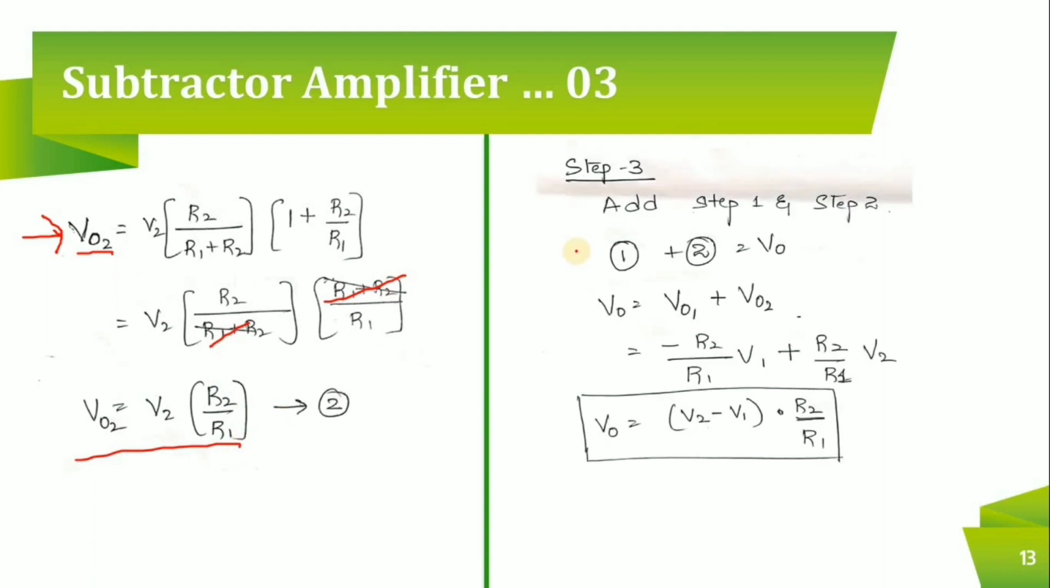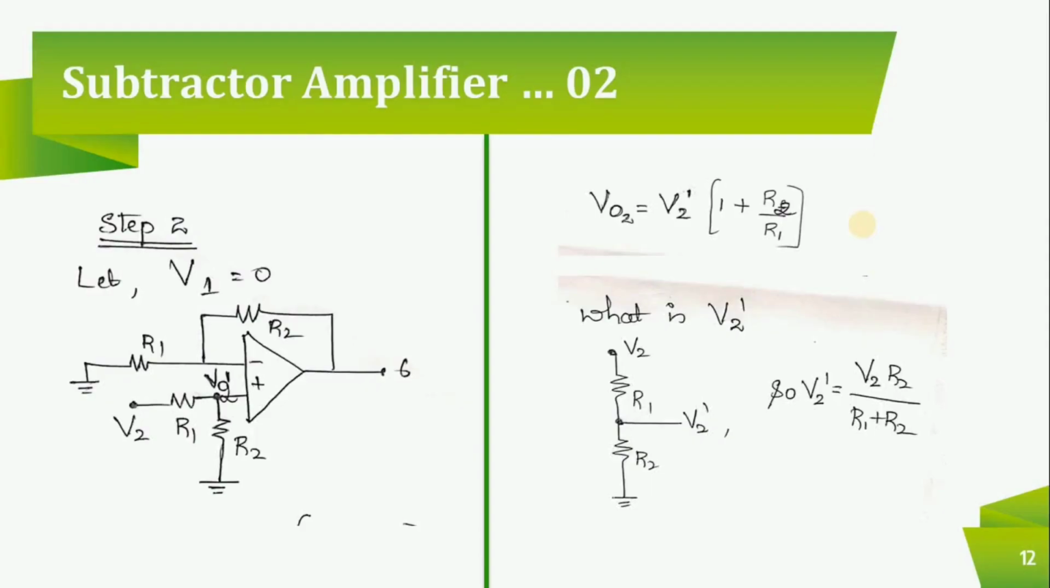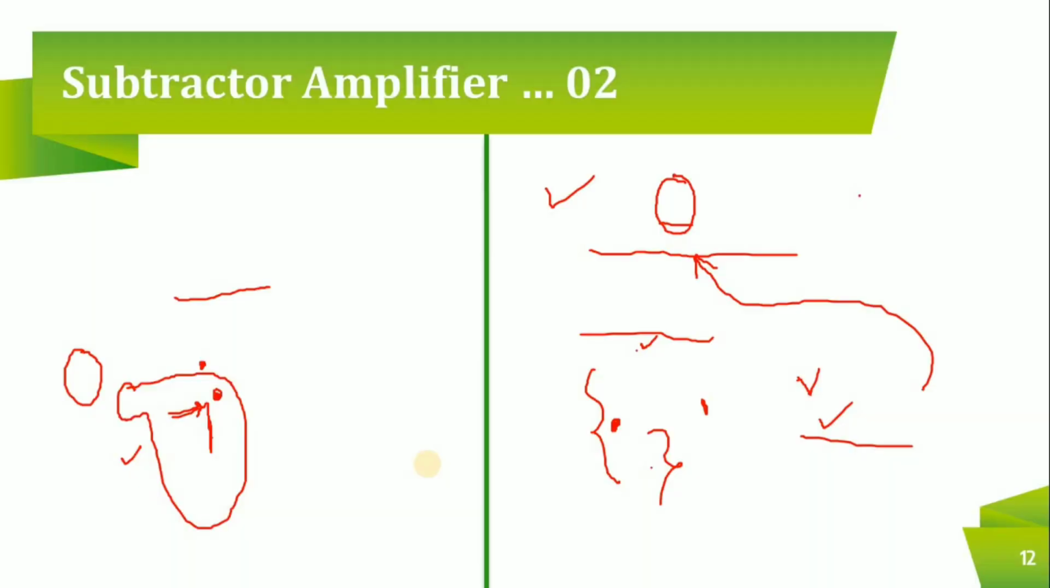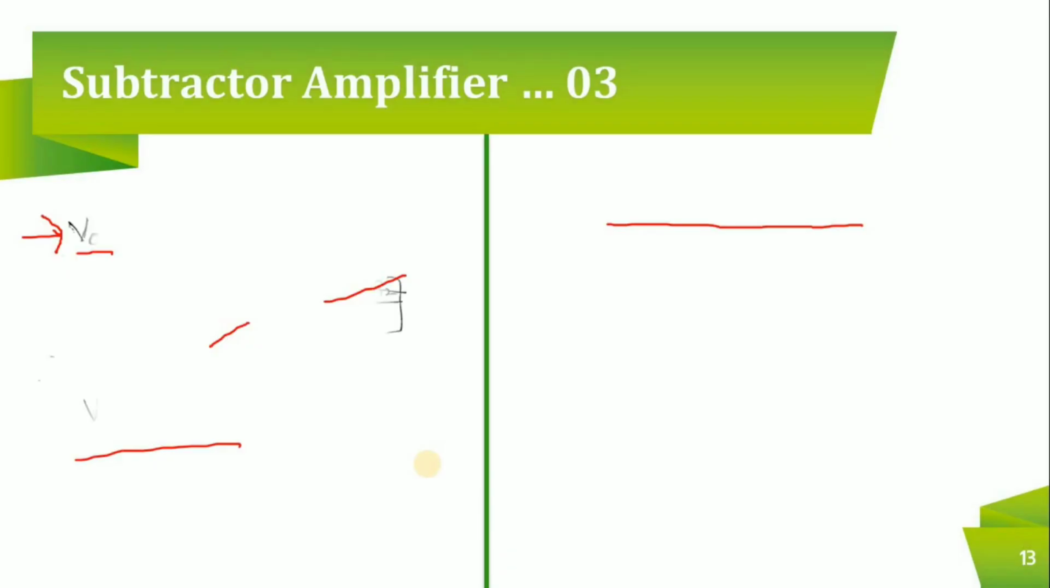Now, the third step is to add step 1 and step 2. I analyzed this subtractor by applying only one source and calculating the output, and then removing that source, applying the other source, and calculating the output. So this is your first and second step. The third step is adding both the outputs.